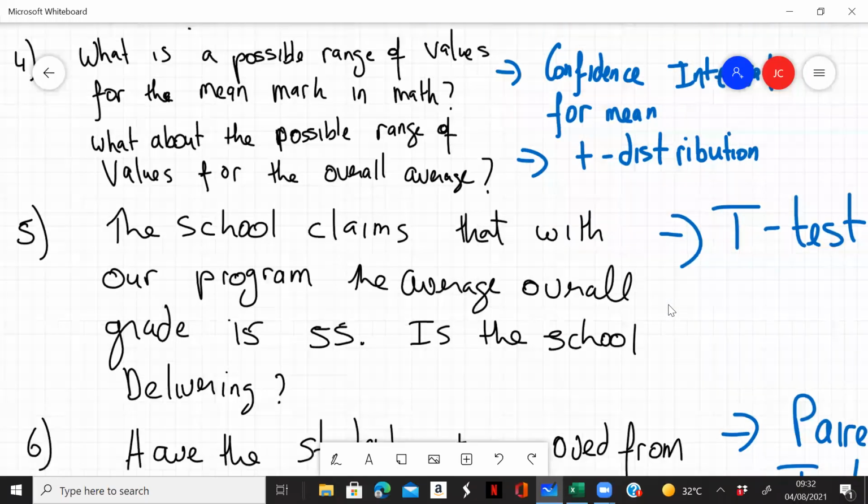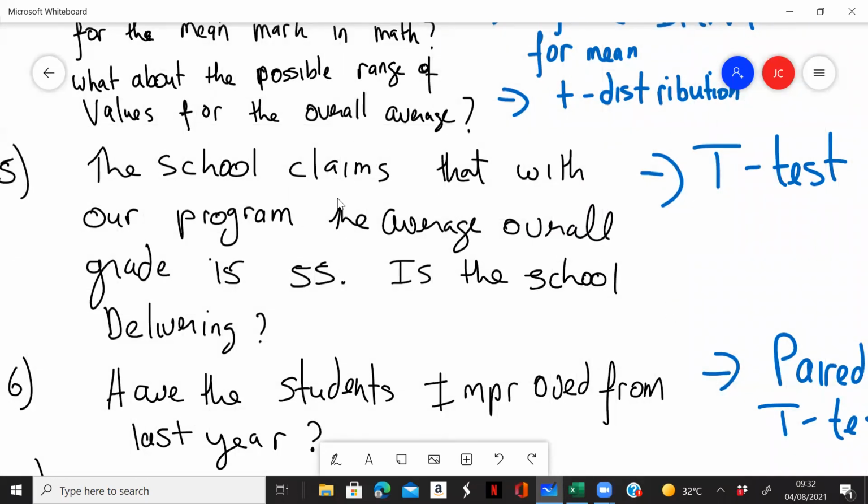Next, the principal presses on. The school, in one of its marketing campaigns, is claiming that with the school program, the average overall is 55. Is the school really delivering? Are we really getting a final average of 55? You might tell me, okay, take the sample, calculate the average. The answer is no. Because remember, this is a sample of 50. What if there are 300 students in the school, 400 students in the school? So the question is this: can I get enough information from the sample to make this claim that our average final grade is 55 on the whole school, on the population?